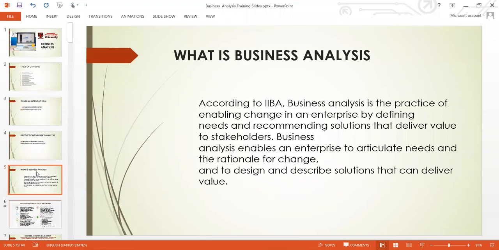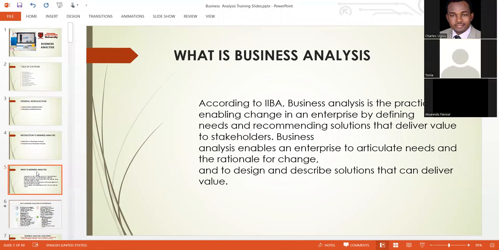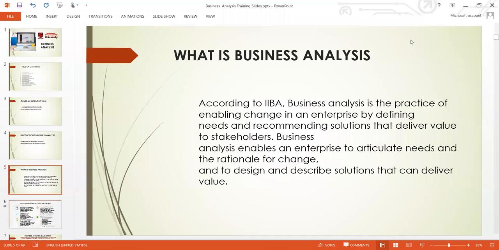Most of the things we'll be looking into will be centering on this body, which at the end of the day, I will give you the full text. It's something I will equally share with you free of charge. I have it, and it's like a Bible in business analysis.